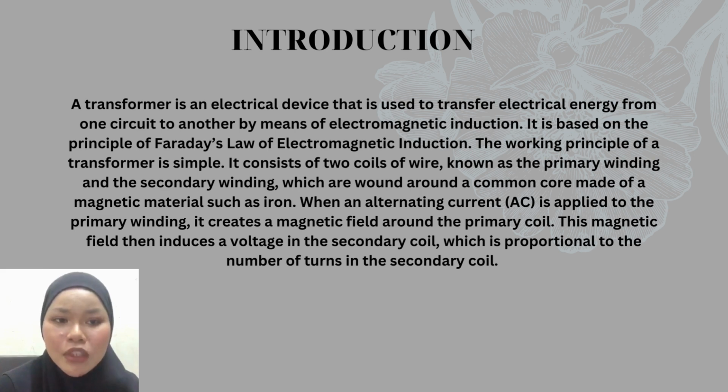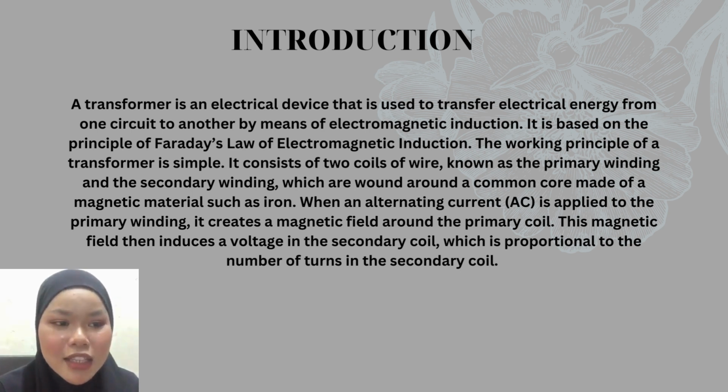The working principle of a transformer is simple. It consists of two coils of wire, known as a primary winding and the secondary winding, which are wound around a common core made of magnetic materials such as iron.